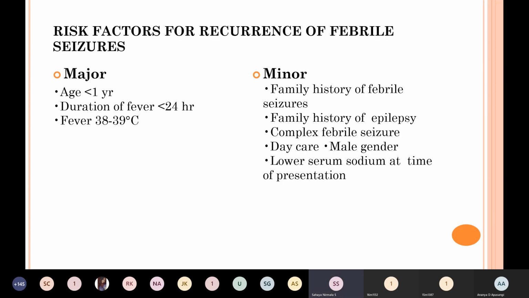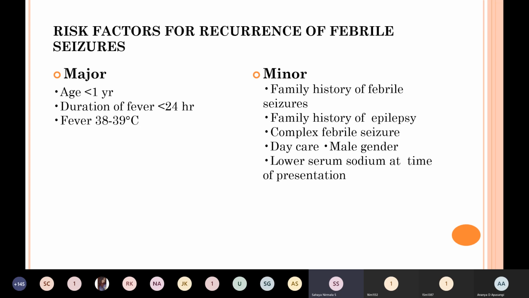So what are the risk factors which will help us predict whether this child will have a recurrent febrile seizure? So, major risk factors and minor risk factors. Age less than 1 year: if a 9-month-old has developed a febrile seizure for the first time, you will put him as a major risk factor because the age is less than 1 year. Duration of fever: a very short duration of fever, and a very low fever seizure threshold. Hardly 38-39 and the child is having a seizure. That means this child has a very low fever seizure threshold. So these are the major risk factors.